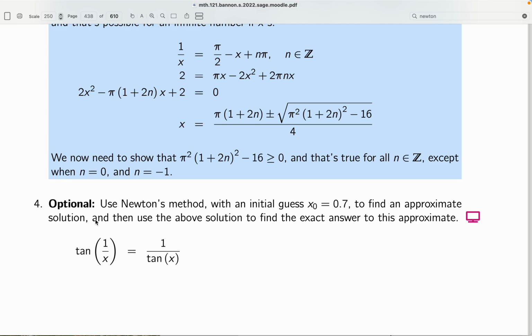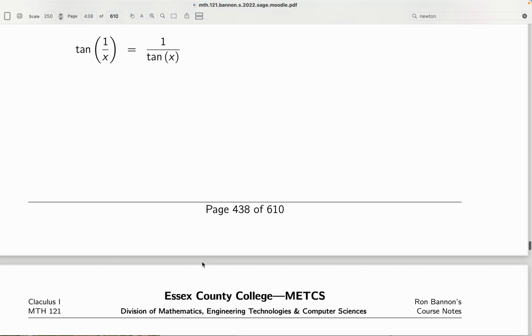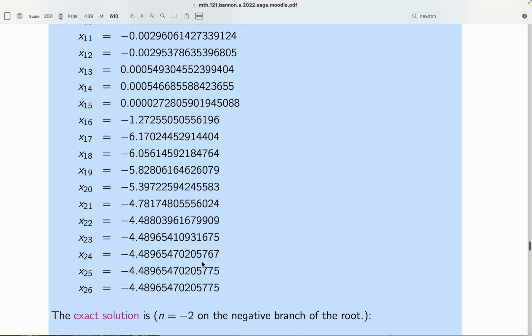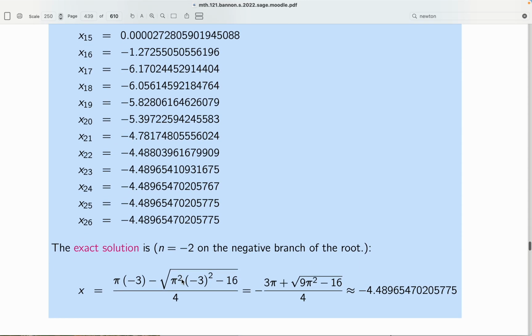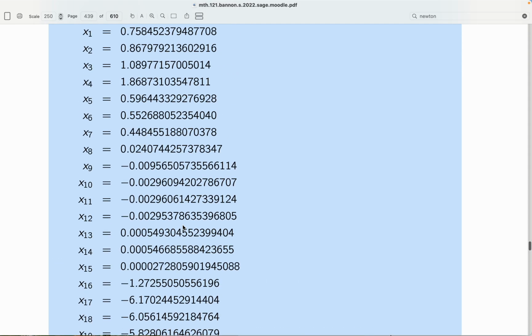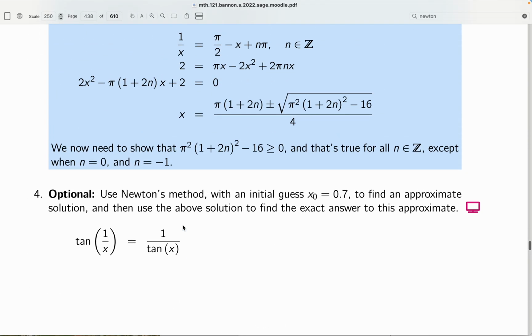Okay, again, we're still on problem number 4. What we did, we used Newton's method, and with that initial guess, we finally found that it settled in on this number over here. Then I'm wanting to say to find the exact solution, and this is where a lot of people find it very difficult to figure out what the exact number is there. So what I did over here, and I'll go through it with you, I used a graphing calculator.